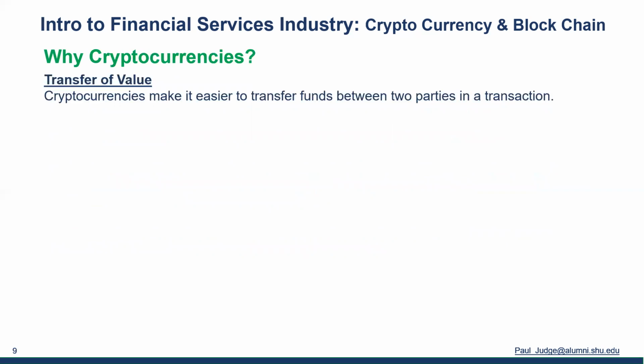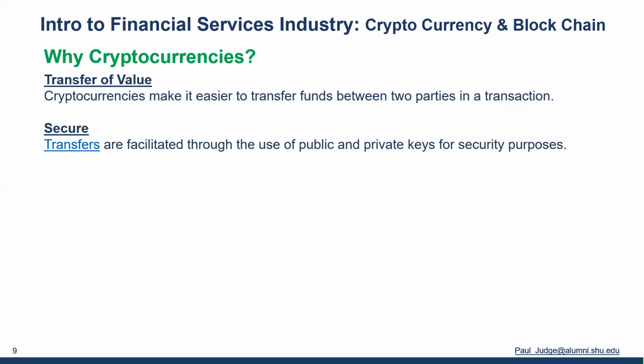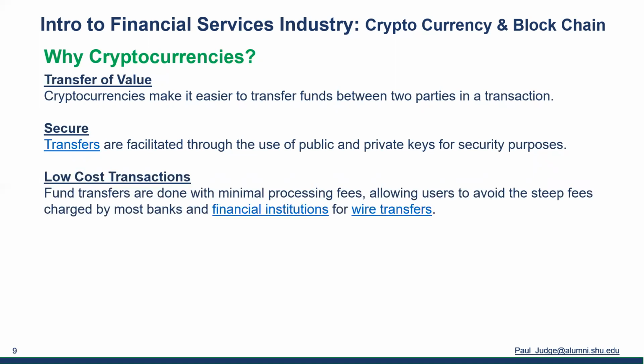So why cryptocurrencies? Again, they transfer value. Cryptocurrencies make it easy to transfer value between two parties in a transaction. They're secure. Transfers are facilitated through the use of public and private keys for security purposes. They're very low cost. By taking the banks and all that other infrastructure out of the equation, funds transfers are done with minimal processing fees, allowing users to avoid steep fees charged by banks and financial institutions.